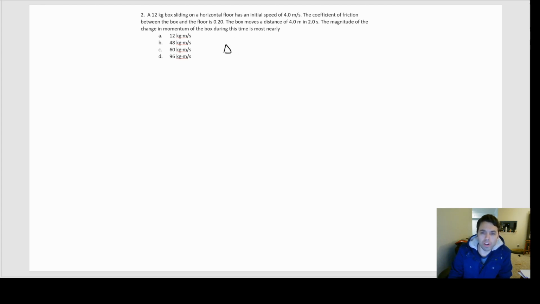Two ways to find delta P here. Our impulse is force times time, or we can use delta P is mass times the change in velocity. What do we got here? Well, we got an initial speed, VI. We have a time, 2 seconds. We have a distance, 4 meters. We have a coefficient of friction, mu. What are we going to do here? A couple options. I'm going to go ahead and find out what the force of friction is on this. We have mass too.